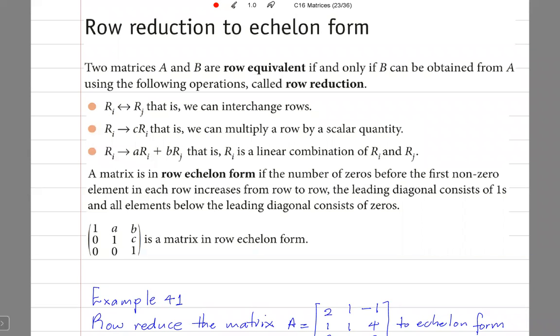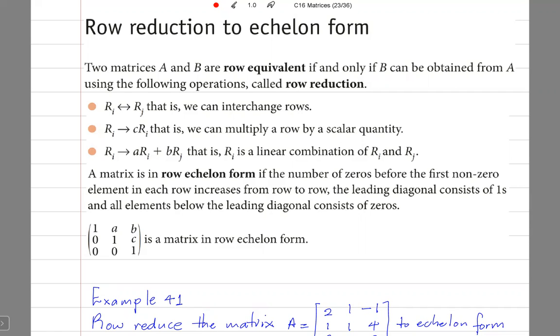All right, let's start talking about row reduction to echelon form. This says two matrices A and B are row equivalent if and only if B can be obtained from A using the following operations called row reduction. Now, in the first operation, row I can be interchanged with row J. So that is, we can interchange rows.